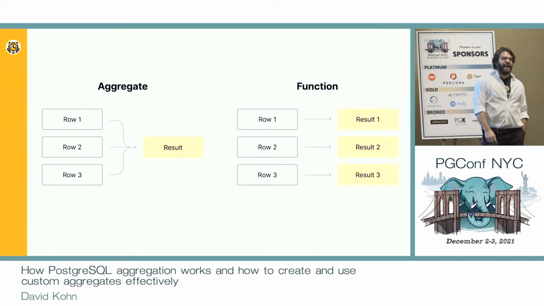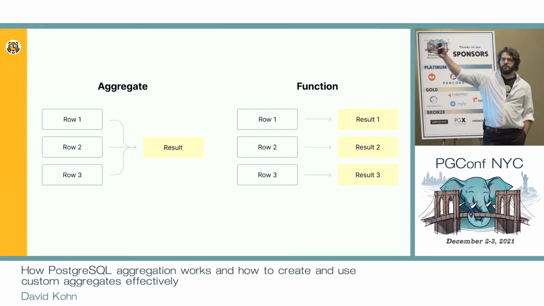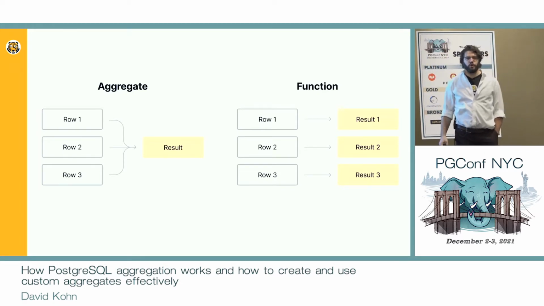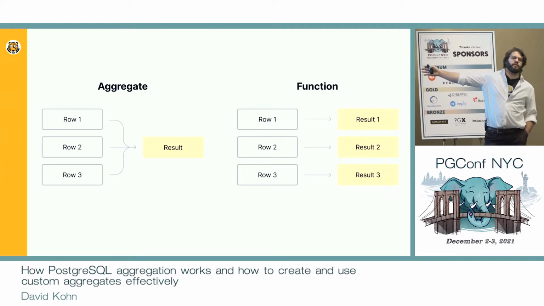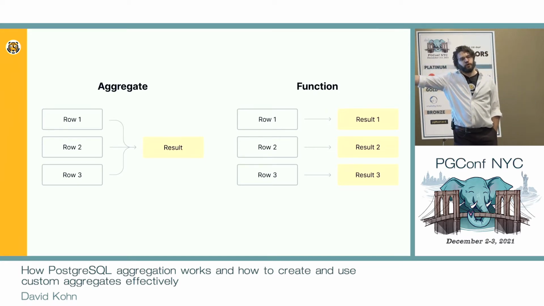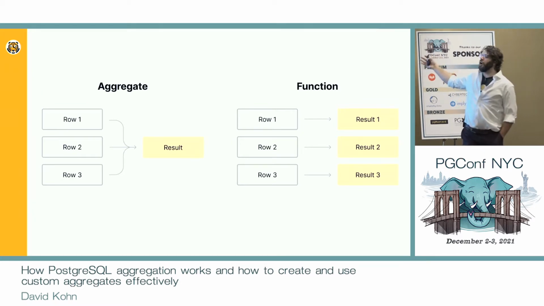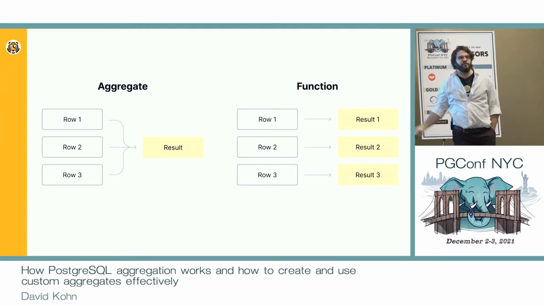So let's talk about what an aggregate is versus what a function is. An aggregate basically takes inputs from multiple rows, whereas a function is taking inputs from a single row and producing a result. So an aggregate produces one result for a group of rows, whereas a function produces a result per each row, taking each of its inputs from that row.